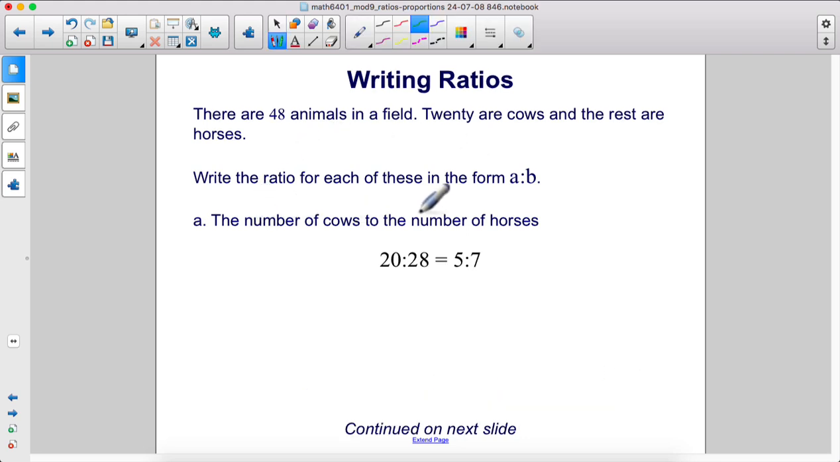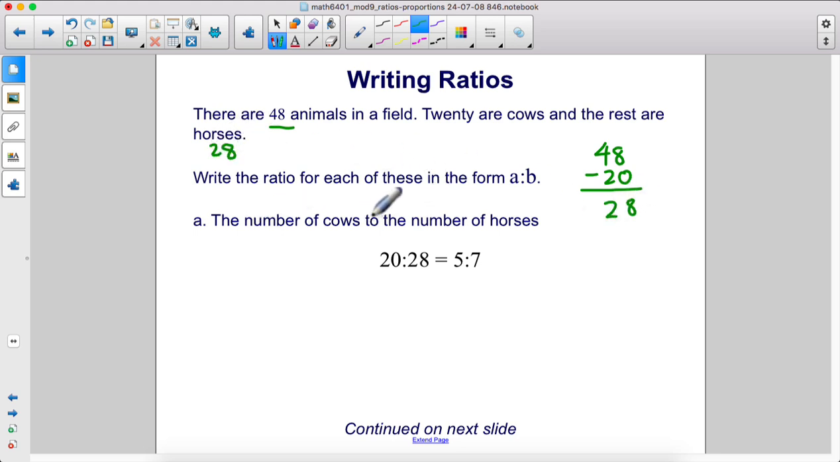Alright, so the number of cows to the number of horses. 20 are cows, the rest are horses. So we'll take our total, 48, we'll subtract 20 because that's how many cows there are. This is going to tell us how many horses there are. So 48 minus 20 is 28. There's 28 horses.